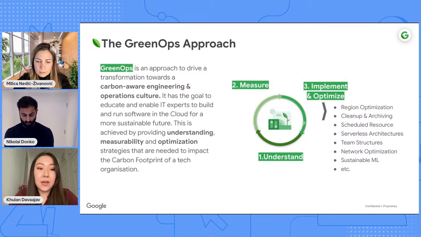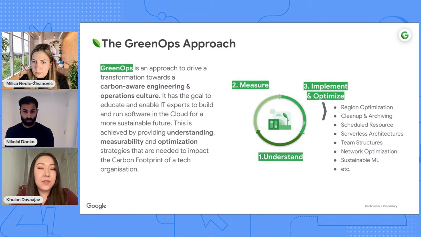Second part actually covers how do we actually measure, right? So measuring not only the carbon footprint of your workload, but also measuring resource usage across time, project, service, and region. And lastly, we cover optimize. So that's probably the most important part as well. So optimize is all about implementing the right strategies in your engineering work to optimize for carbon footprint.